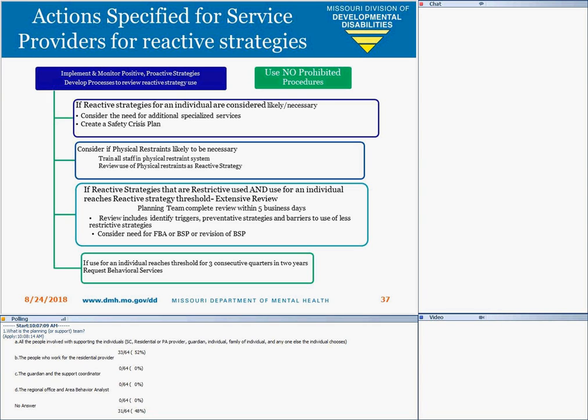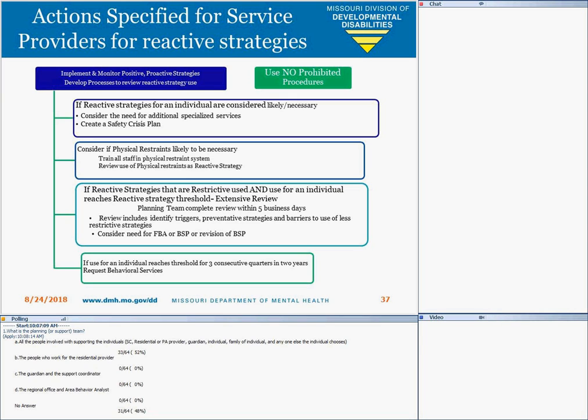Use reactive strategies that are restrictive for an individual, and you reach the threshold, then the planning team has to undertake an extensive review. Now, this isn't something that the state is monitoring. I'm not going to come and tell you you need to do this. That's part of your review strategy responsibilities, that you're monitoring this and you implement this as you reach the thresholds.